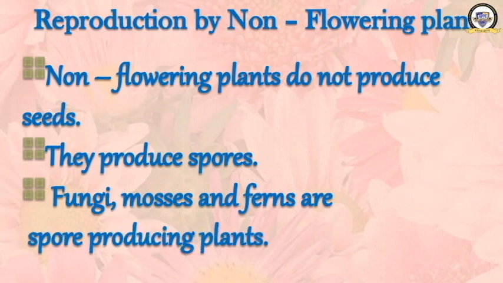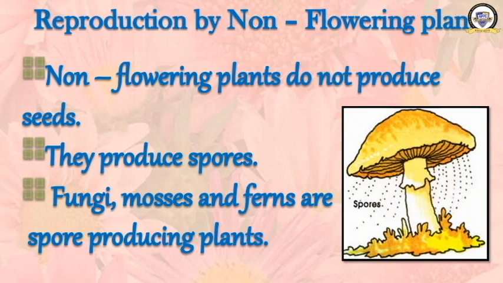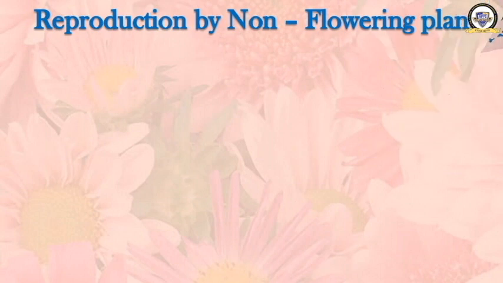Fungi, mosses, and ferns are spore producing plants. Can I name some of the plants which produce spores? Fungi, mosses, and ferns. They are the examples. Okay, see the example here. Here you can see it's a fern. The spores are there in the lower part of the leaf. You can see some dots coming out now. That is what spores are. A new plant is produced from the spores.